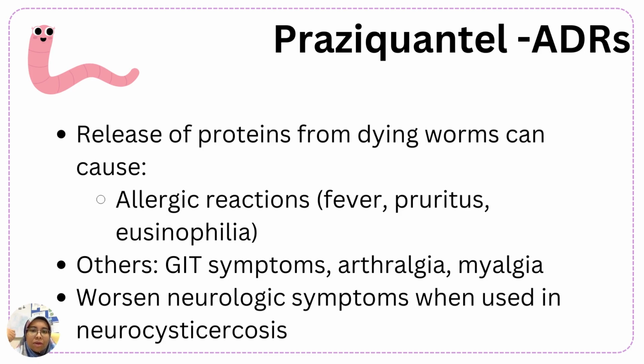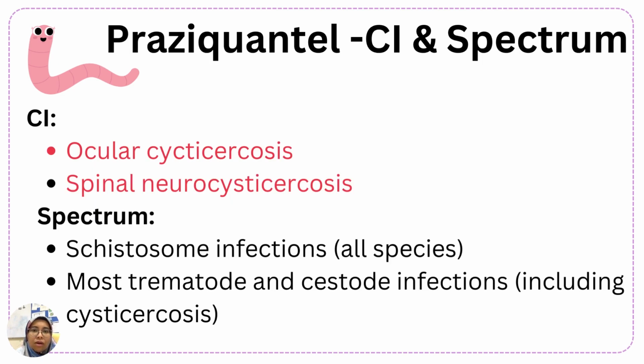Okay, and praziquantel, when you use it in neurocysticercosis, it can worsen neurologic symptoms. Okay, sebab tadilah dia akan cause inflammation dekat dalam brain bila you have too much of dying worms or dying larva tu. Okay, bila kita tak boleh guna praziquantel?